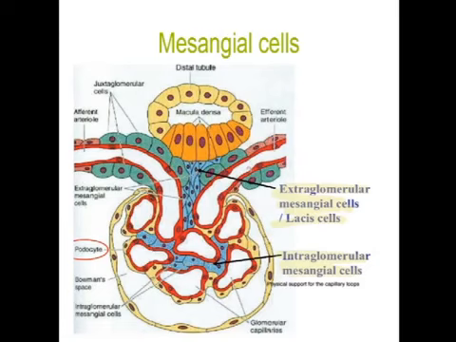Mesangial cells are enclosed by the basal lamina of the glomerular capillaries. They are irregular in shape and have cytoplasmic processes that extend between the capillary loops. The cytoplasm of the mesangial cells contains the common cell organelles. In addition, there are bundles of actin and myosin filaments, indicating that these cells have the ability to contract.